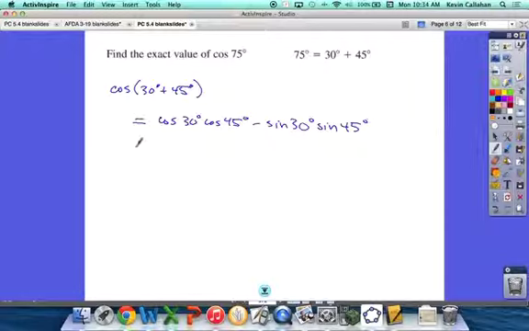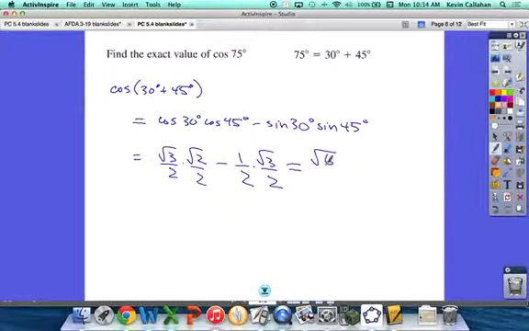The cosine of 30 is root 3 over 2. The cosine of 45 is root 2 over 2. Minus the sine of 30 is 1/2. And the sine of 45 is root 3 over 2. So these answers, they always look alike. You know, there's just so many different ways you can put together some unit circle angles to come up with some indifference. So this is going to be root 6 minus root 3.